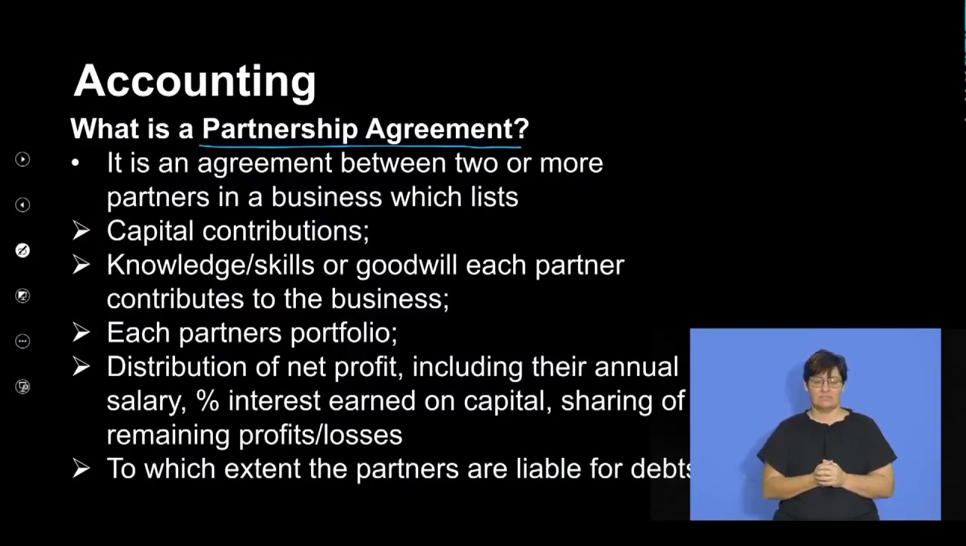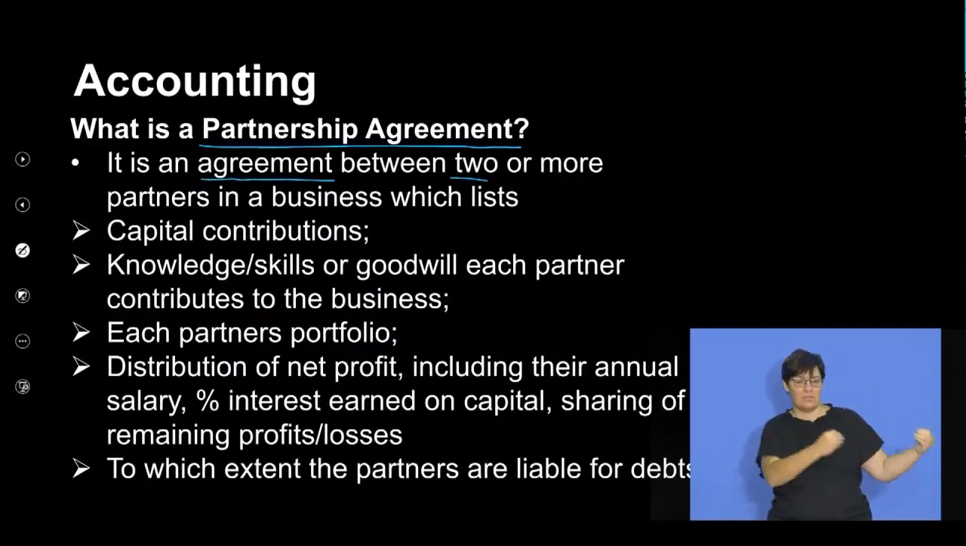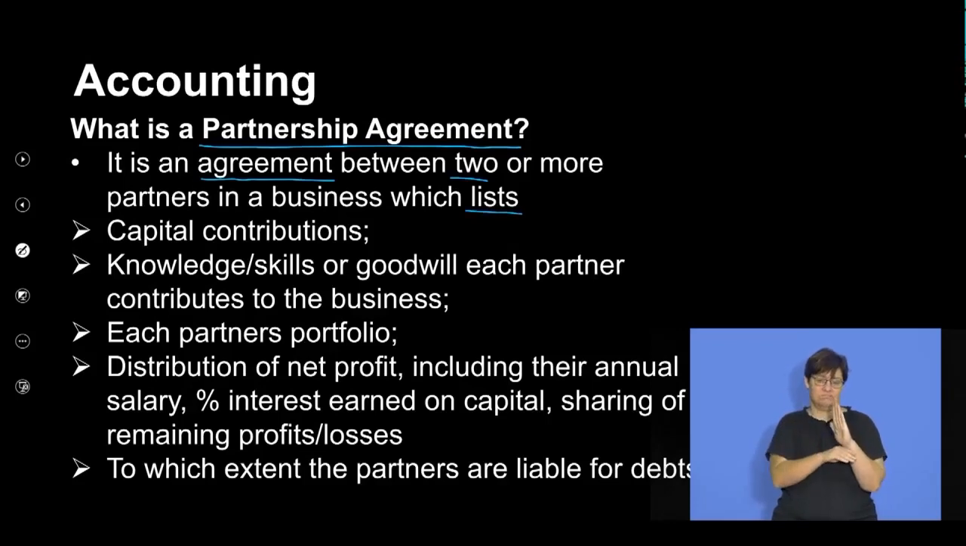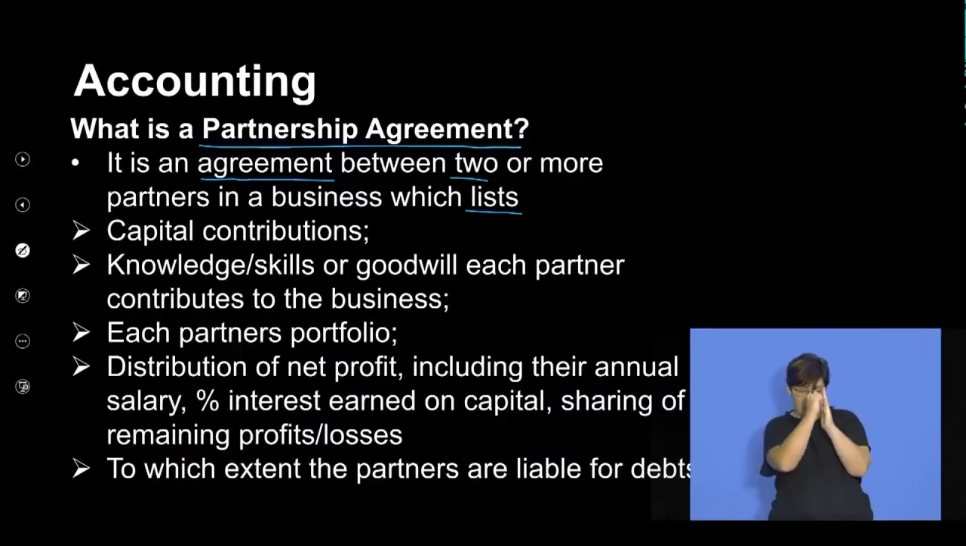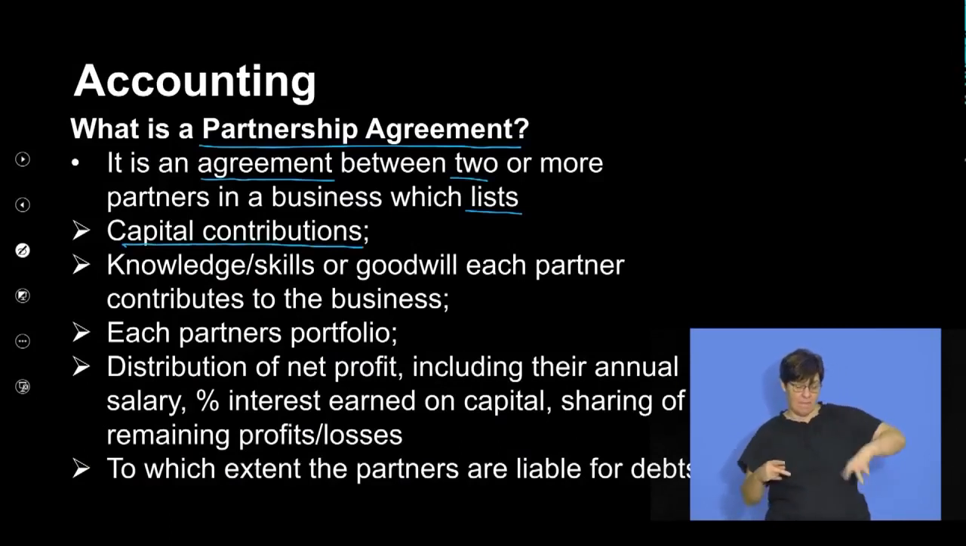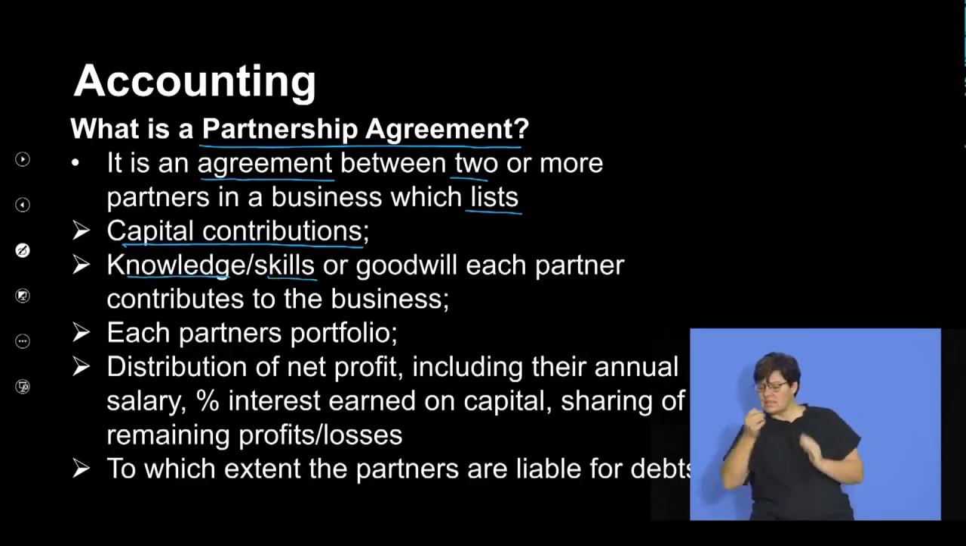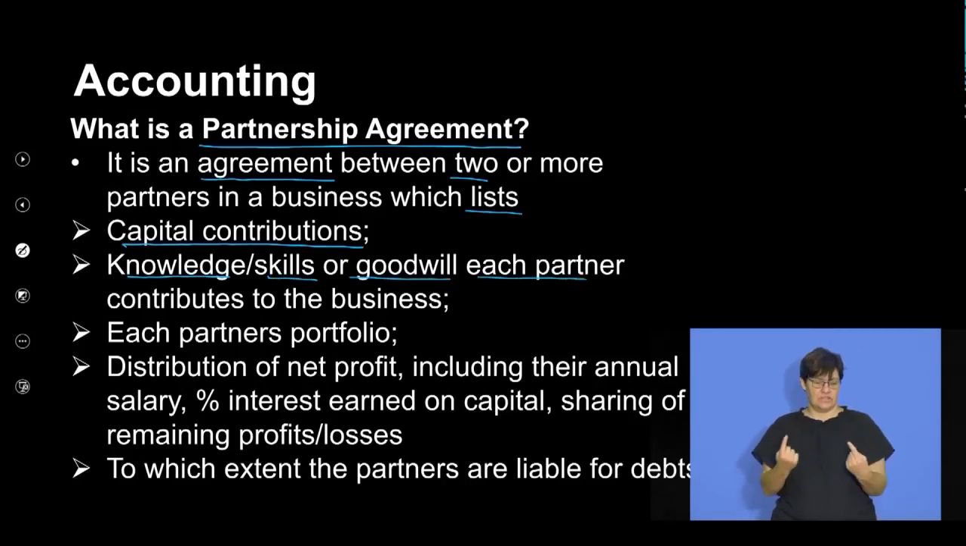Let's recap on what is a partnership agreement. It's an agreement between two or more partners in a business, and in that agreement you list the following. You will mention capital contributions per partner in that business. What is the knowledge, the skills or goodwill that each partner contributes to the business?